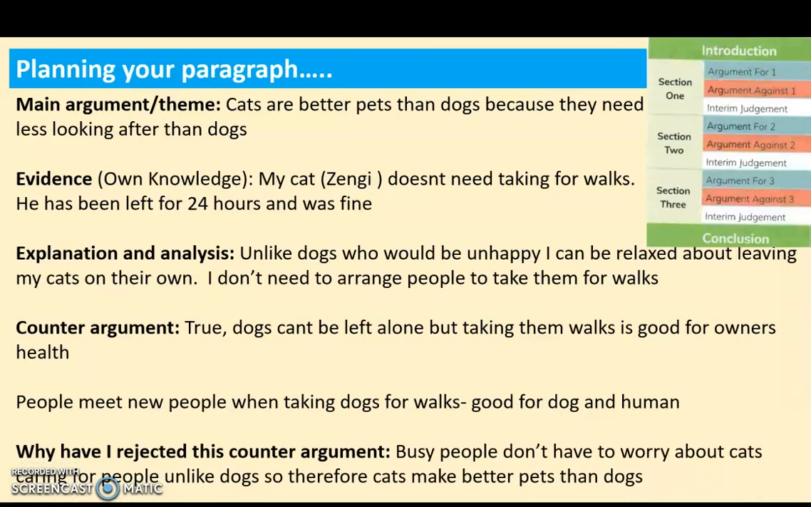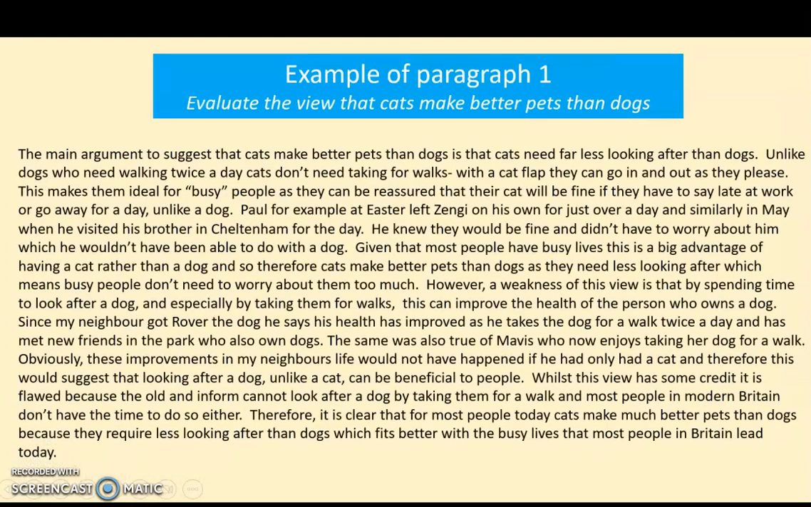And then finally, why I reject that view is that actually in the modern world, many people are quite busy. It's not fair for me, for example, working all day to have a dog because it would feel neglected. And therefore, cats are actually better than dogs because in the modern world where people are busy, people at work, you don't have to worry about them, unlike with a dog. Dogs might be better for retired people, possibly. So that is the basic structure of my paragraph. Now I've written it all out, there it all is. I have sent this email on Teams, so you can look at it in your own time and leisure, but I'm going to go through this paragraph bit by bit.